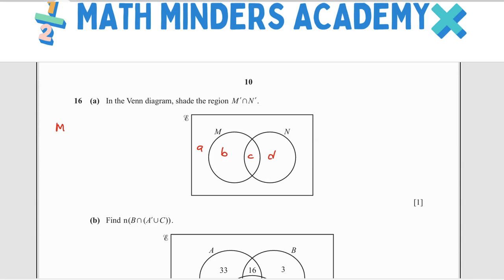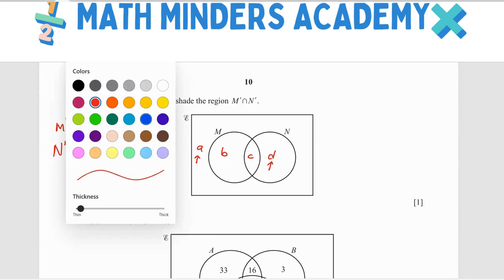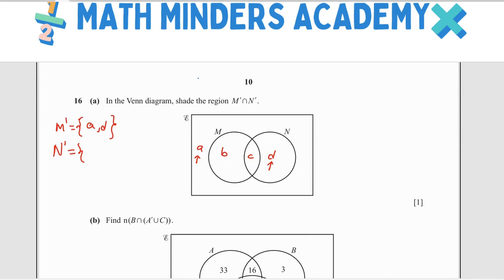Now, M prime or M complement is all the elements outside circle M. And so the elements we can see outside circle M are this region A and this region D. So write A, comma D. Now, N prime or N complement represents all the elements outside circle N. And if you look outside circle N, we have also this region A, and we have this B. They are all outside circle N. So we have A, comma B.